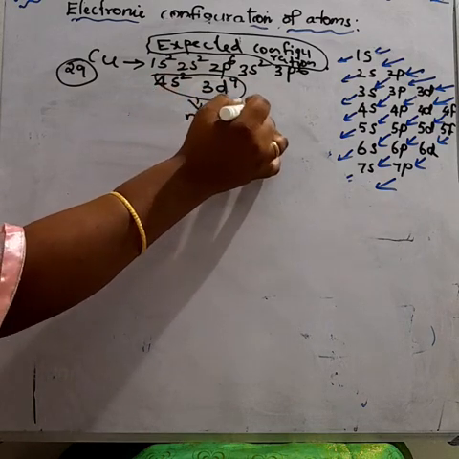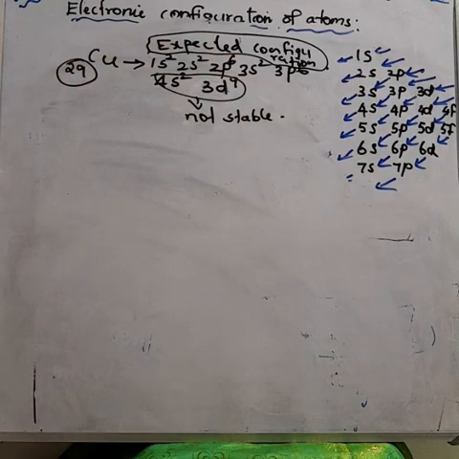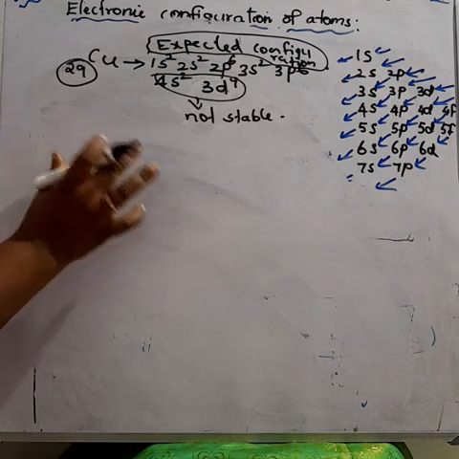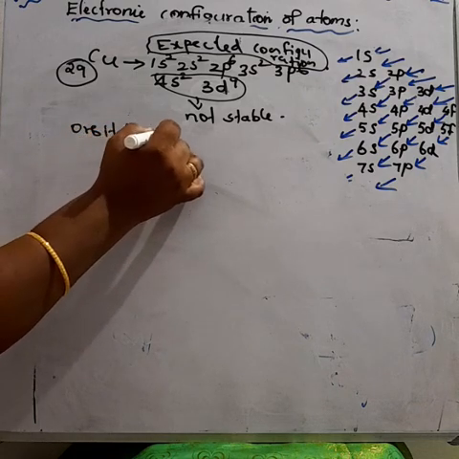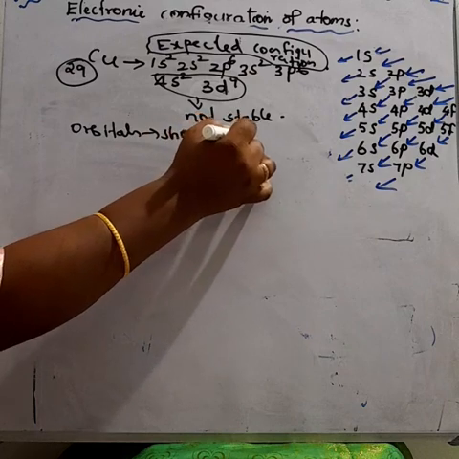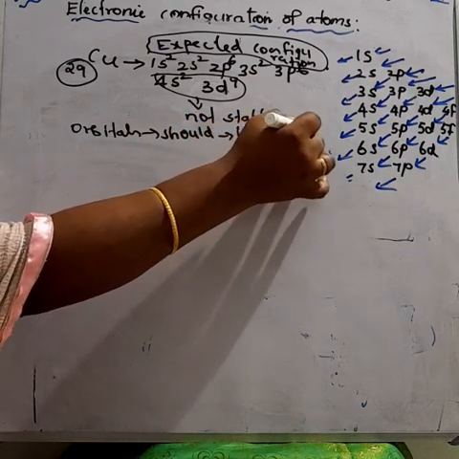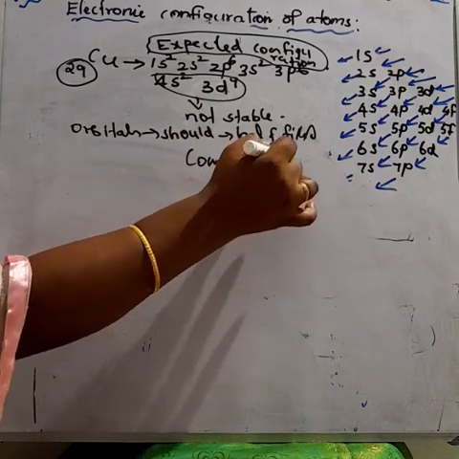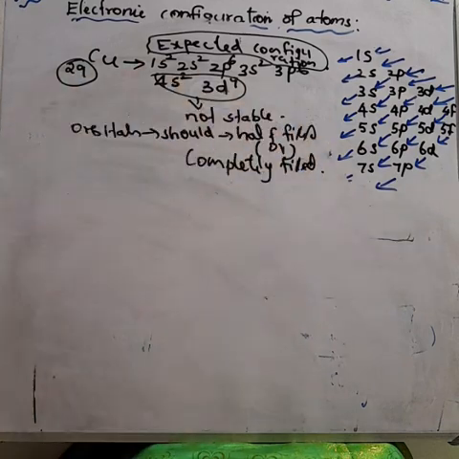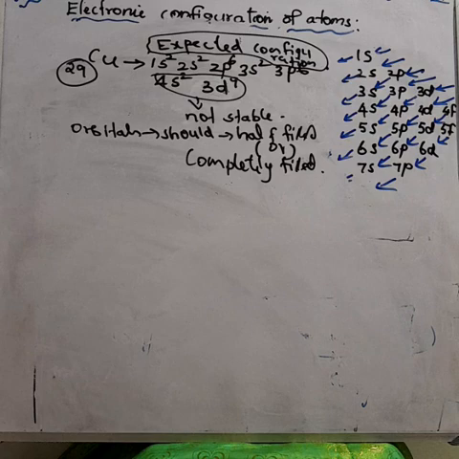It is explained by the rule of half-filled or completely filled orbitals. What does it say? Orbitals tend to become half-filled or completely filled, since such orbitals are more stable than other orbitals. For chromium, the actual configuration is more stable than the expected configuration. The expected configuration I wrote according to the aufbau principle is not stable, but the actual configuration is stable.